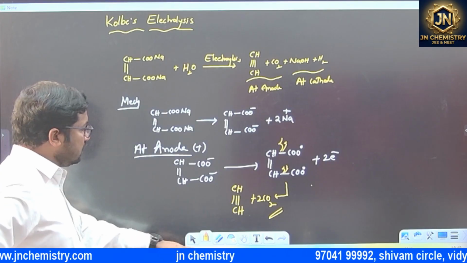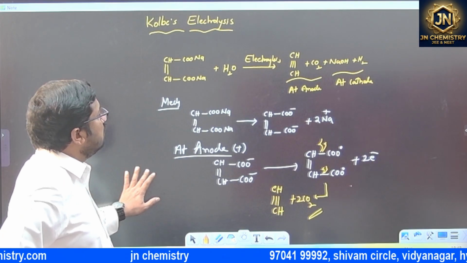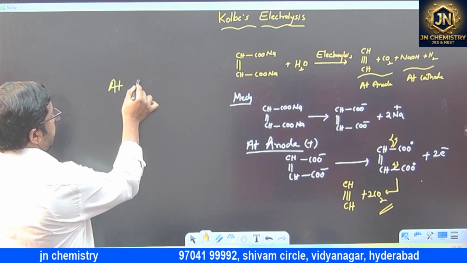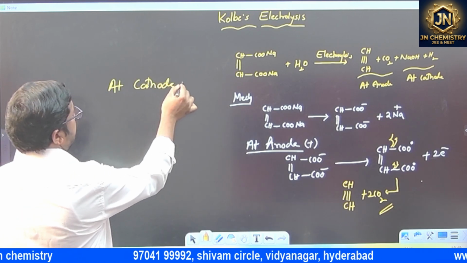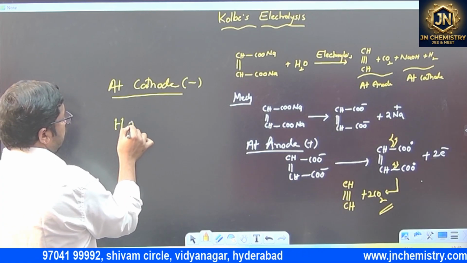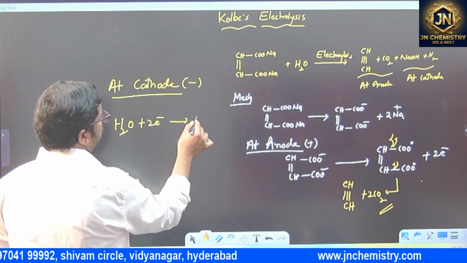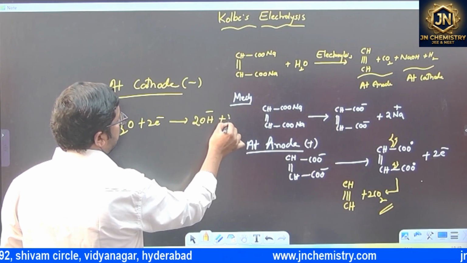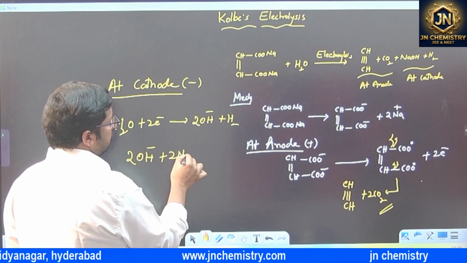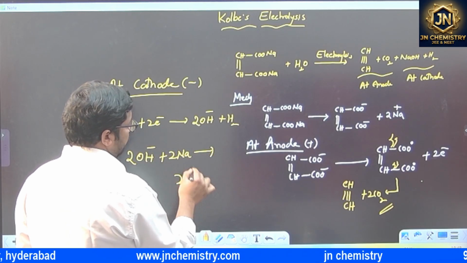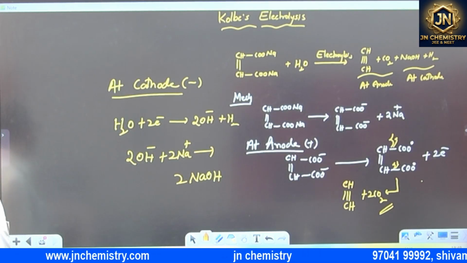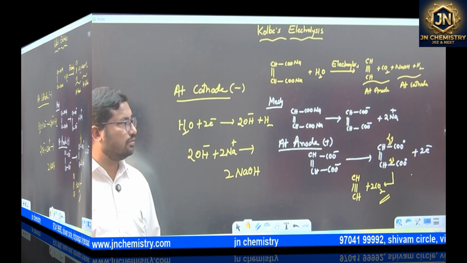At cathode, which reaction takes place? Reduction takes place. So H2O plus 2 electrons gives 2OH minus plus H2, and 2OH minus plus 2 Na plus gives rise to 2 NaOH. Hydrogen and NaOH are present at cathode.